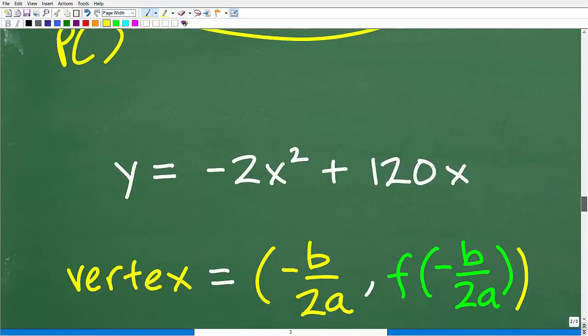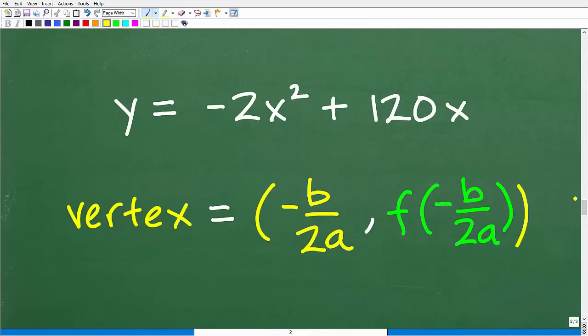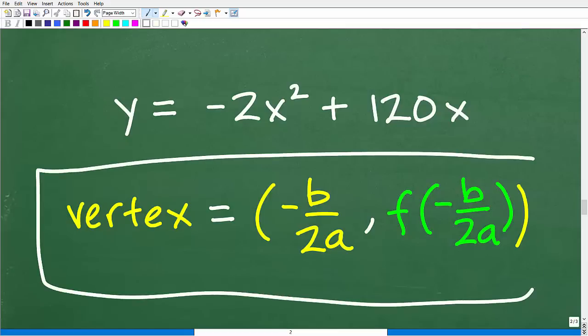And the next thing we need to do, again, is to figure out the vertex of this quadratic function. So we have y is equal to minus 2x squared plus 120x. Well, to find the vertex, which of course is the top of this parabola, all we need to do is use this formula right here. The vertex is equal to minus b over 2a. This is our x coordinate for our vertex, and our y coordinate is f of minus b over 2a.